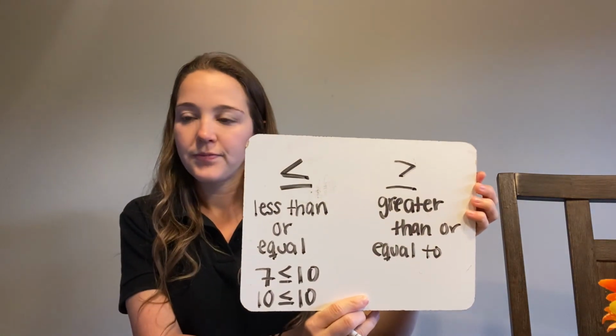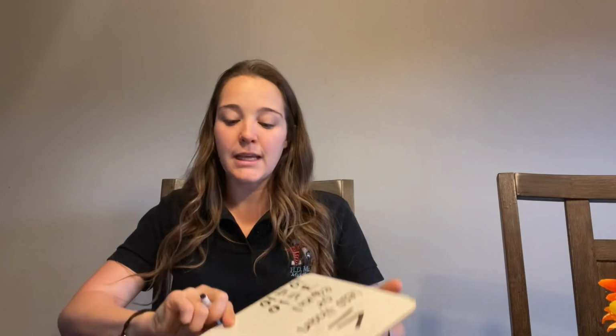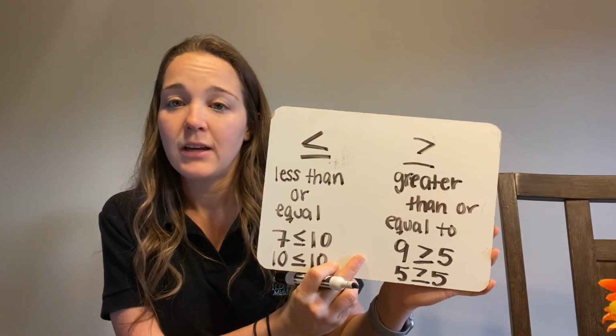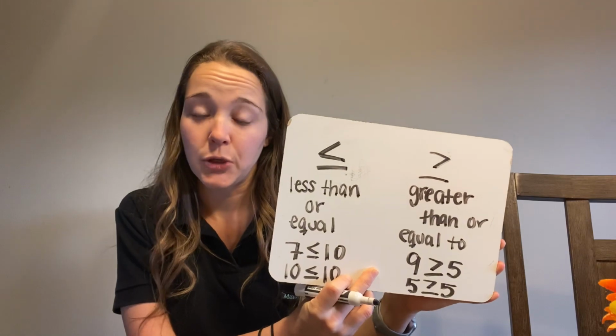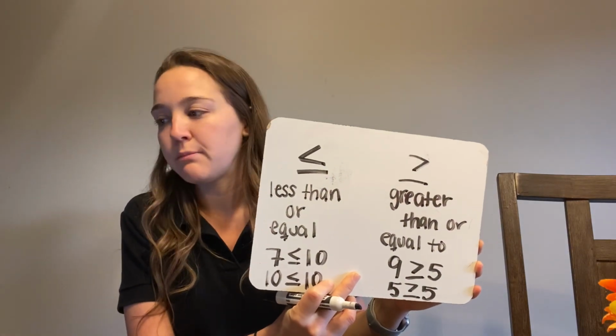So we also have a greater than or equal to sign, which looks just like the less than or equal to sign, but going the opposite direction. And so an example that we can use to describe that would be 9 is greater than or equal to 5. But another example could also be that 5 is greater than or equal to 5, because no, it's not greater than, but it is equal to. And that's how we play with those symbols in particular.